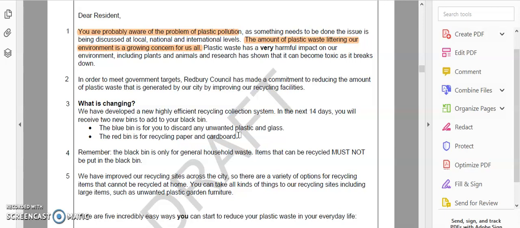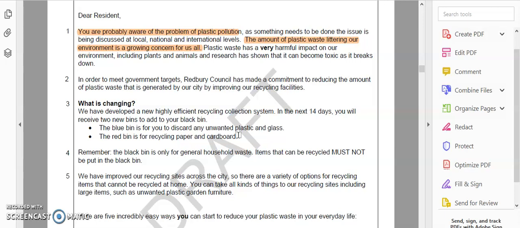So something needs to be done. The issue is being discussed at local, national and international levels. Well, that's a fact. We know that's been discussed at local, national and international levels. Plastic waste has a very harmful impact on our environment. And continuing on that sentence, again, that's a fact. Research has shown that it's become toxic as it breaks down. That's a fact. We know that because we can check it. You know, someone's done the science behind that.